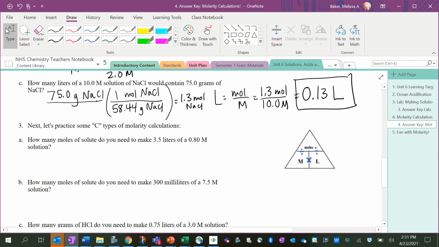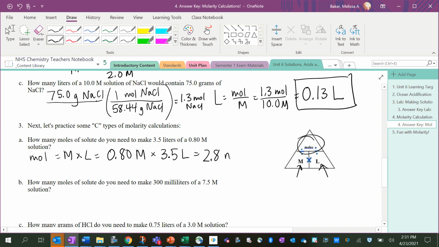Now let's practice some more types. So now we're solving for moles. So we're going to do molarity times liters to get moles. So for the first one, how many moles do you need if you've got 3.5 liters of a 0.8 molar solution? So 0.8 moles per liter times 3.5 liters is what? 2.8 moles.